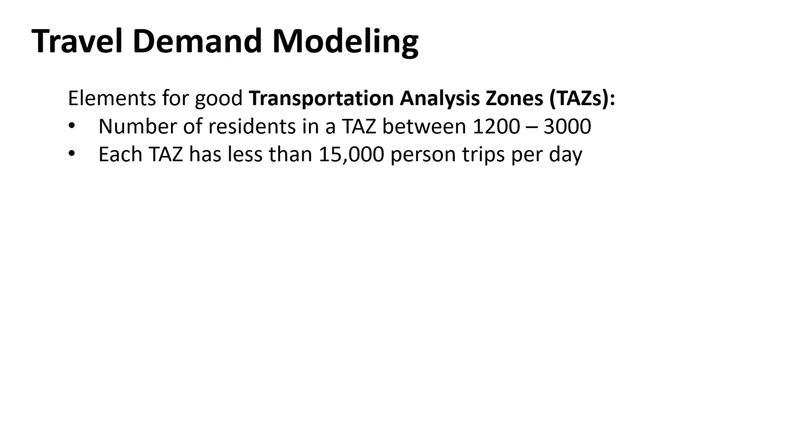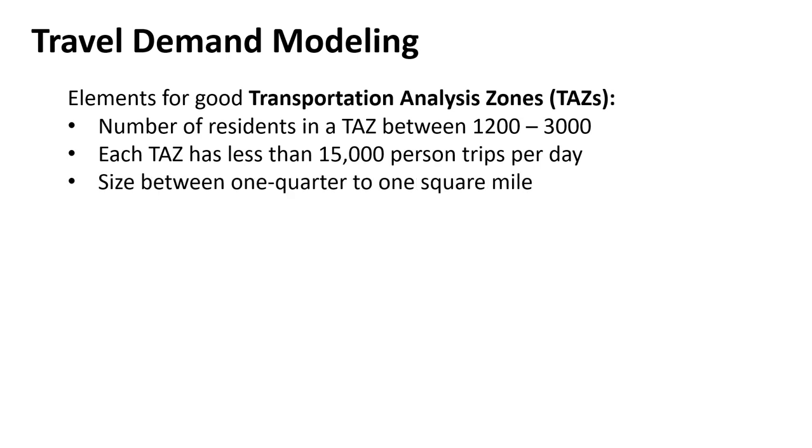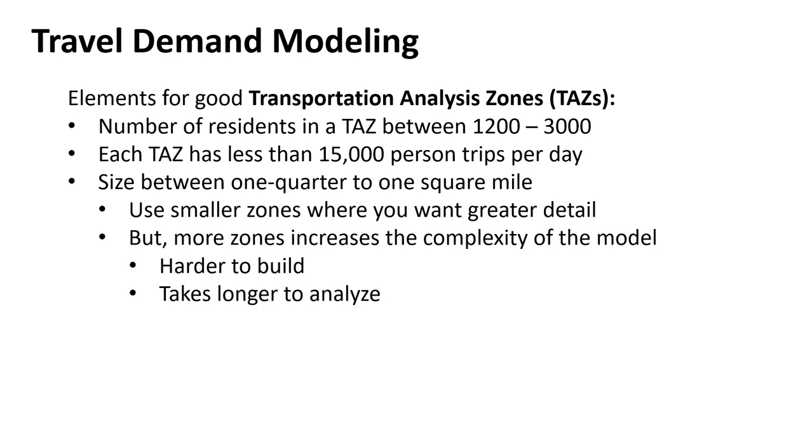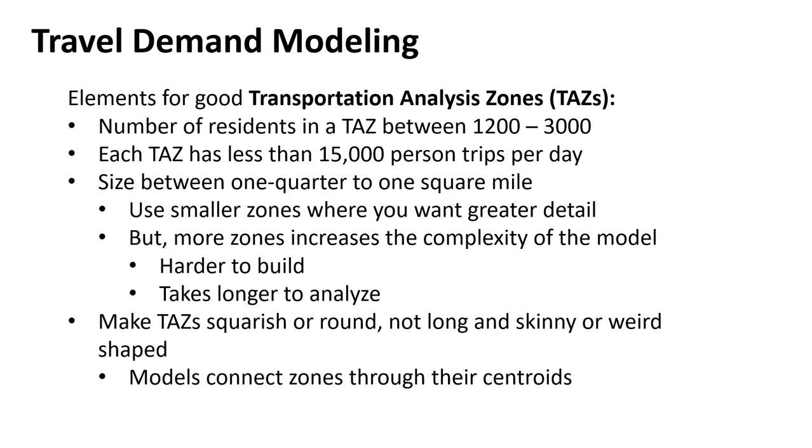Each of these zones has about 15,000 person trips per day or less. We don't want too many trips out of that. Otherwise, if it's a high-density zone and there's tons of trips, we want to break it into a smaller TAZ so we can model it better. And the size of these is about a quarter mile to one square mile. If we need detail, we have to use smaller zones to improve our resolution. But the more zones we have, the harder it is to build, and it takes a lot longer for the models to run.